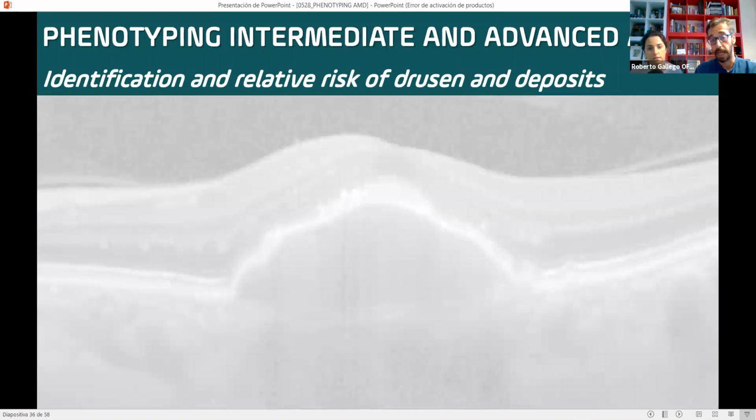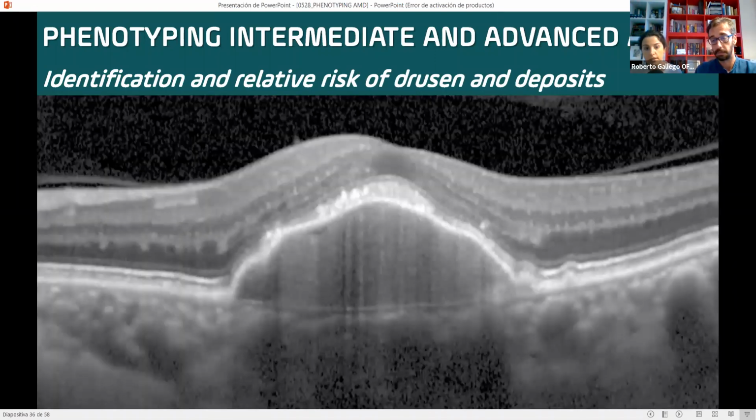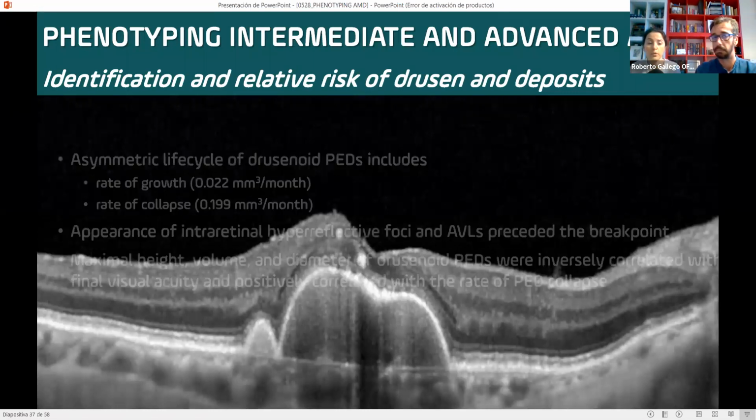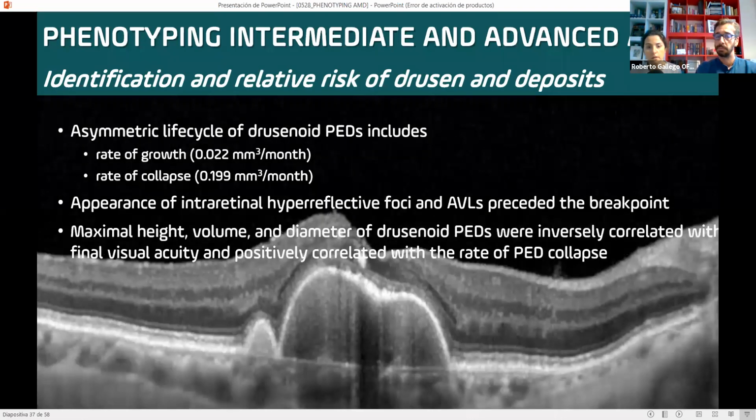Drusenoid PEDs, you mentioned that. Yeah, be careful with the thinning of the RPE, thickening, or hyperreflective foci above the lesion, because this precludes the progression into atrophy. And normally we have a slow growing and a fast reabsorption that is going to lead to an area of atrophy, normally. So we should monitor these cases. Of course. We don't inject them, but we assess the prognosis on the basis of structural OCT images. Mm-hmm. Got it? Because they collapse.